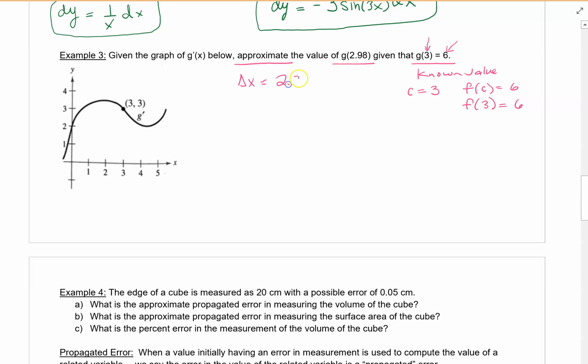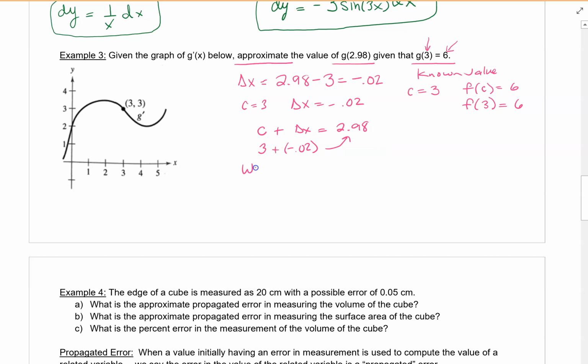So delta x is the change between x values, which is negative 0.02. So my change is actually dropped. This x value is actually less than that x value. So c is 3, delta x is negative 0.02. So c plus delta x, that's my 2.98, right? Because that's 3 plus negative 0.02. So just trying to give some context to all these notations.